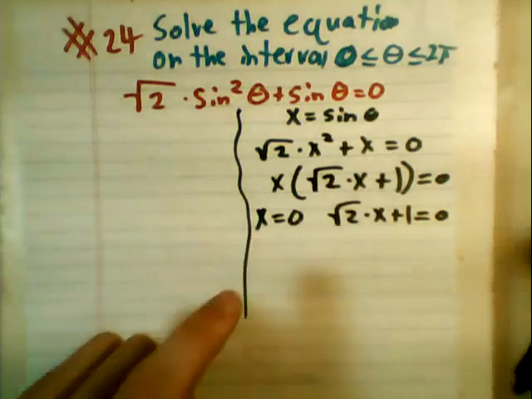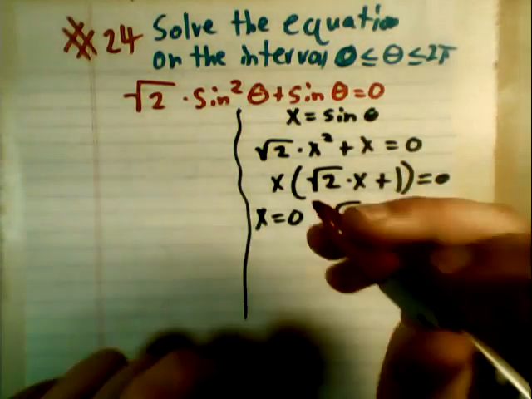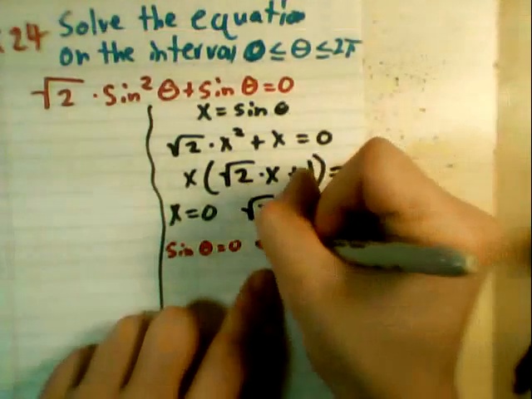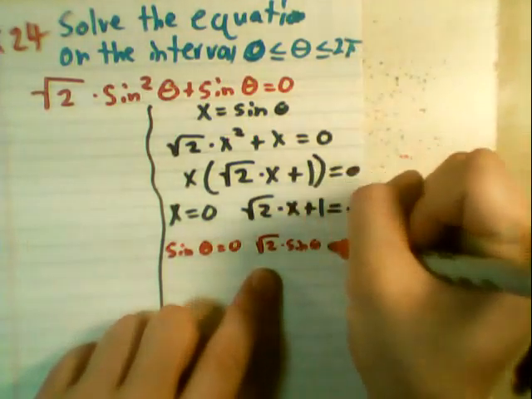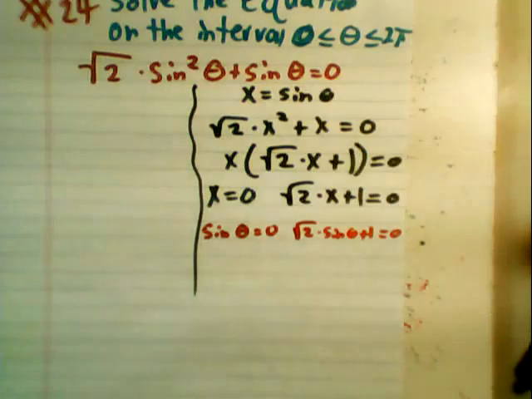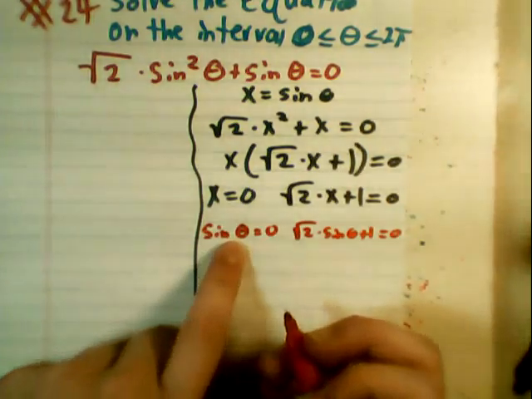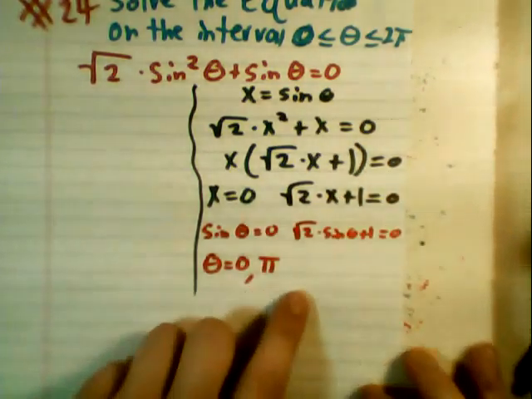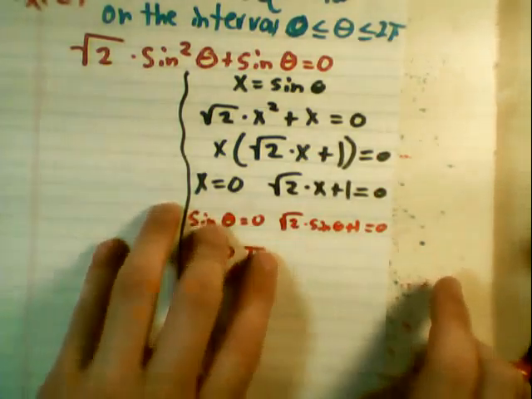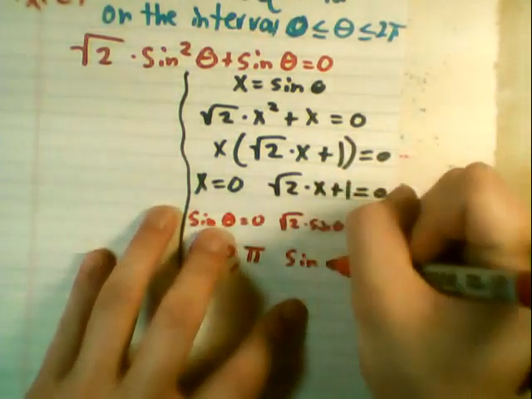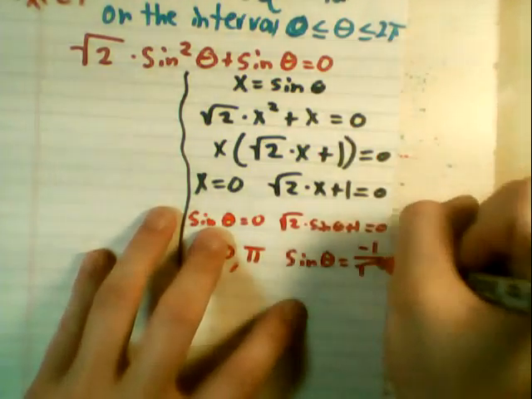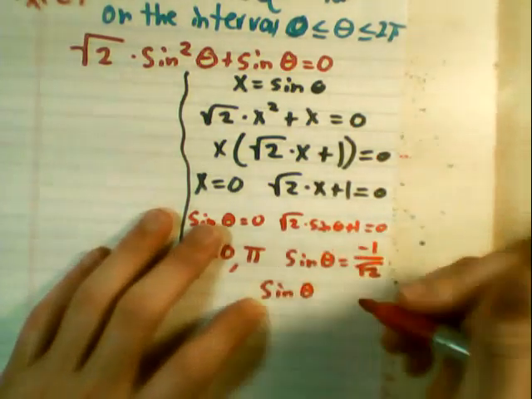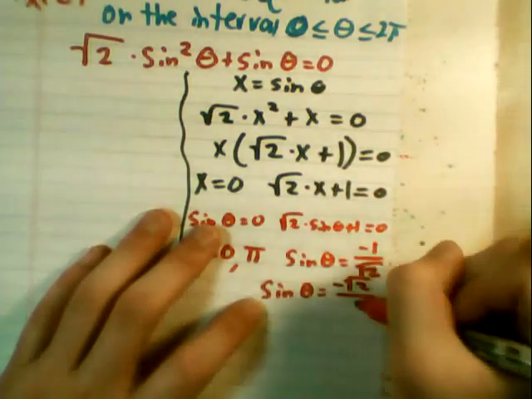Well, now at this point, we would go ahead and put sine back in. So we would have sine theta equals 0, and we'd have the square root 2 times sine theta plus 1 equals 0. So where does sine of theta equal 0? At theta equals 0, pi. And then for this one, we have to move everything to the other side and get sine by itself. So we get sine of theta equals -1 over the square root 2. So we'd rationalize that, and that would become sine theta equals -square root 2 over 2.